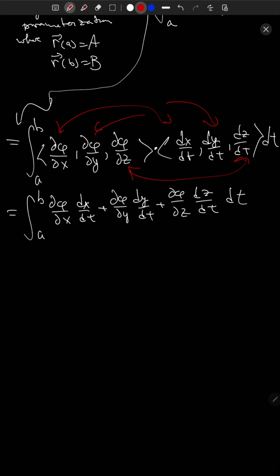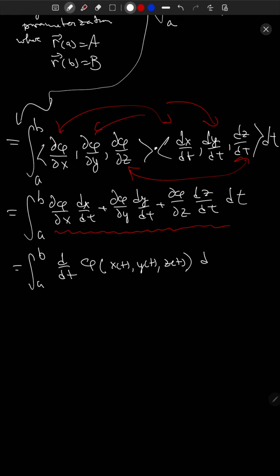Right. However, hopefully we recognize this expression here. That's just a chain rule expression. That's just the integral from a to b of d/dt of φ of x of t, y of t, z of t, dt. Right? Literally the chain rule, right? If you take the chain rule with respect to d/dt of φ of this business, you literally get that guy upstairs. Okay, why do I care about that?